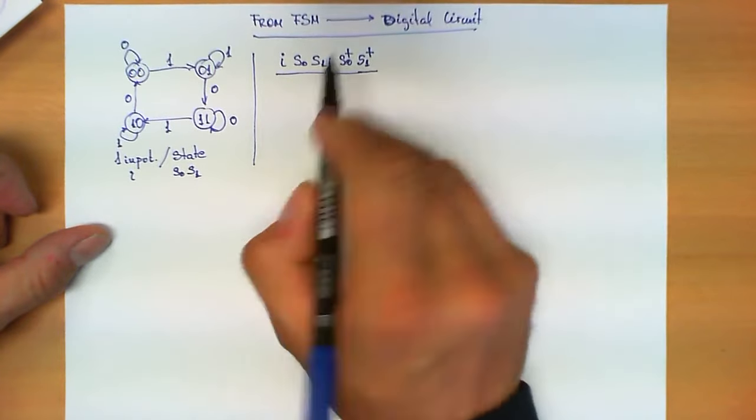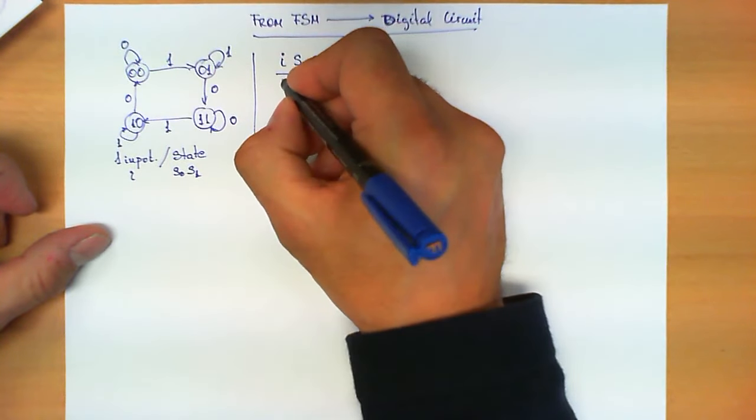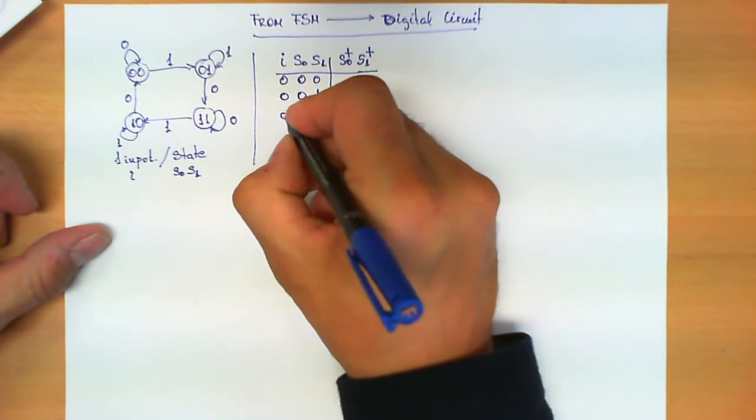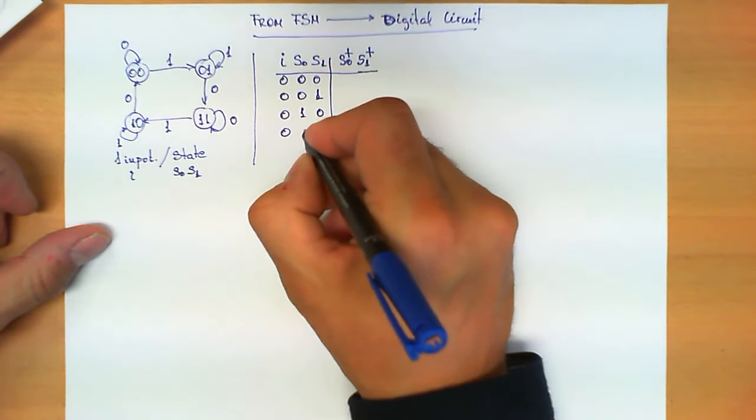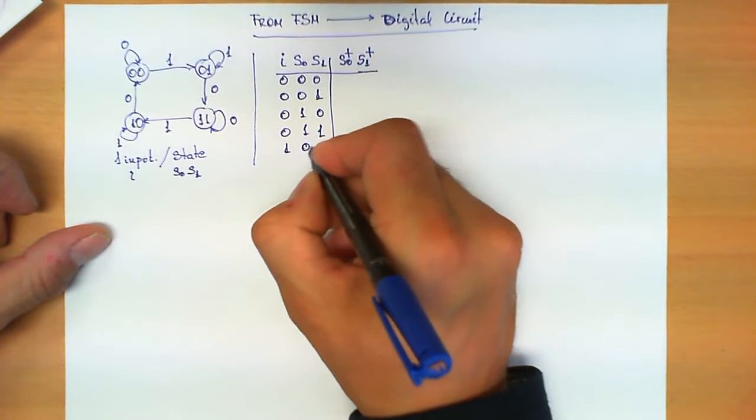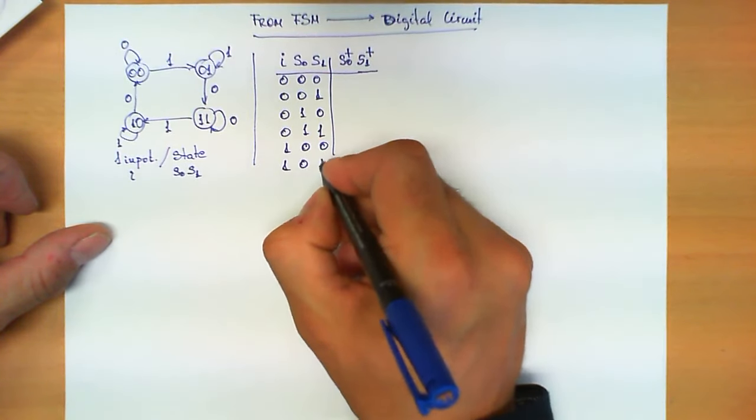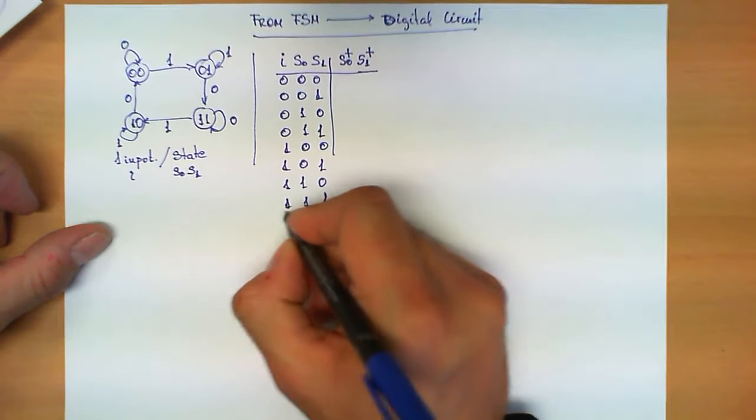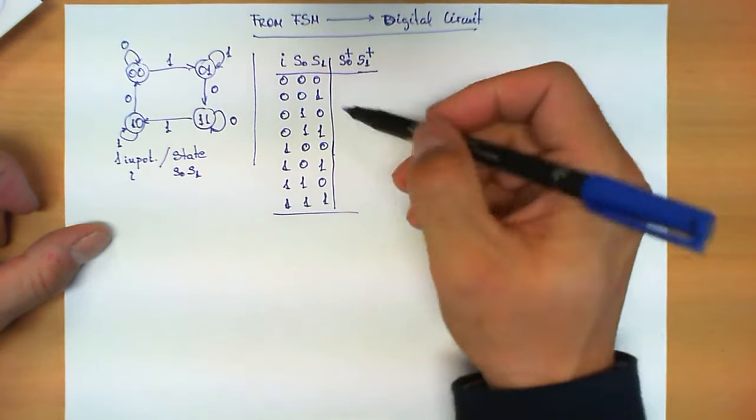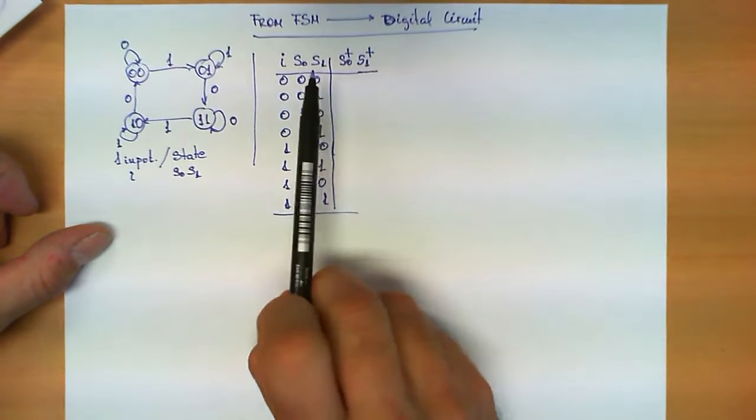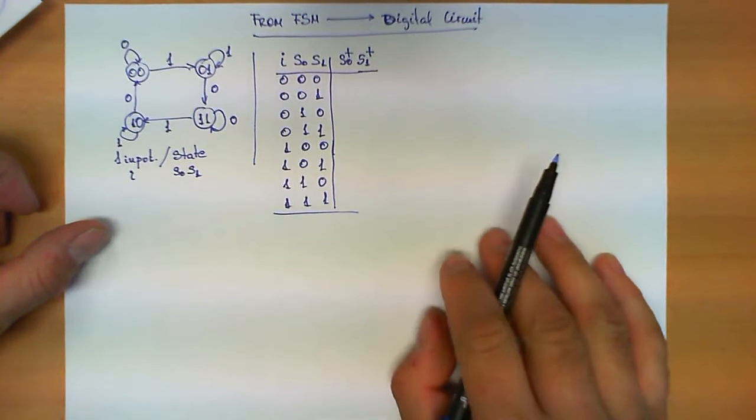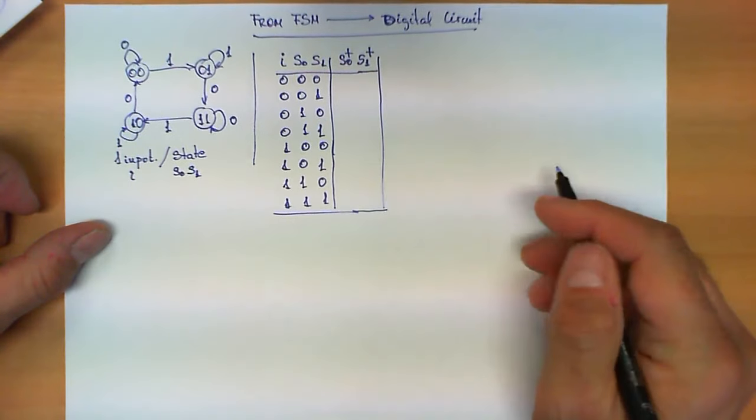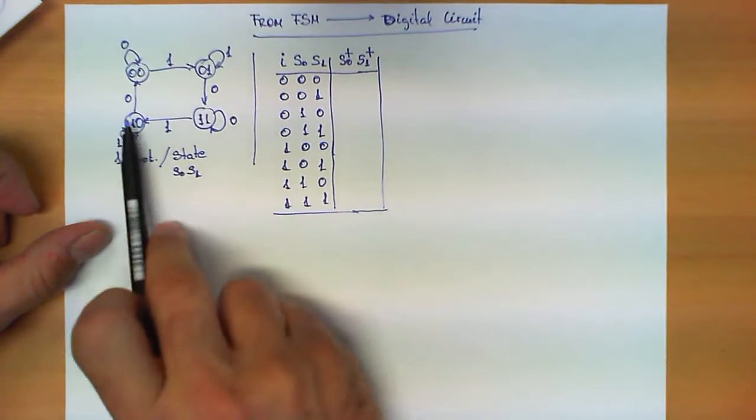Since we have three Boolean variables here, we need to write eight combinations: 000, 001, 010, 011, 100, 101, 110, and finally 111. So these are the eight possible situations when we consider input and current state. And now we have to derive the values of the next state. And we derive this simply by looking at this diagram.